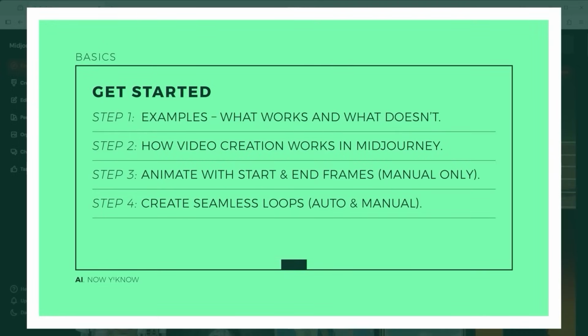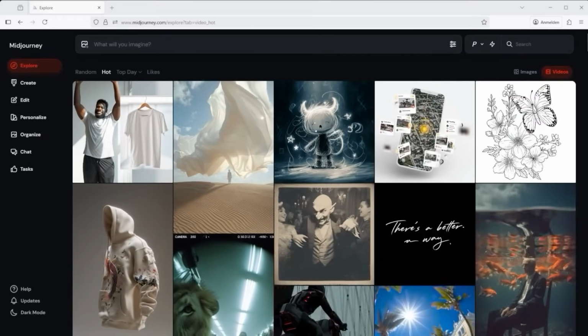First, some real-world examples. Good ones and not so good ones. Then how video creation works right now in Midjourney. After that, how to animate using start and end frames, a feature only available in manual mode. And finally, how to create looped animations, available in both auto and manual. Let's start with a few examples.